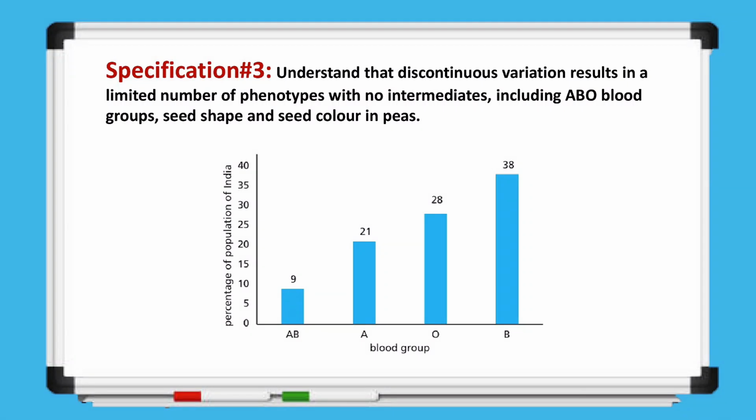Next is specification number 3. This part asks us to understand that discontinuous variation results in a limited number of phenotypes with no intermediate forms. Examples of this include ABO blood groups, as well as seed shape and seed color in peas.